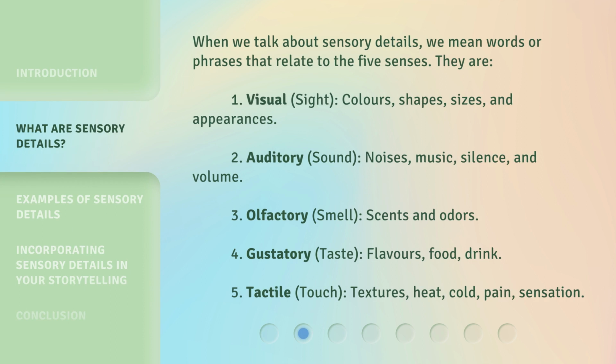When we talk about sensory details, we mean words or phrases that relate to the five senses. They are: 1. Visual: sight, colors, shapes, sizes, and appearances. 2. Auditory: sound, noises, music, silence, and volume. 3. Olfactory: smell, scents and odors. 4. Gustatory: taste, flavors, food, drink. 5. Tactile: touch, textures, heat, cold, pain, sensation.